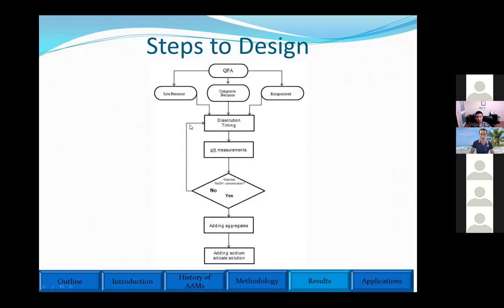After all of these studies, we generate a schematic flow chart for our mixing design and mixing procedure. So we have to know the type of waste material that we have, and then the dissolution timing. We also use a pH meter to make sure that the concentration of sodium hydroxide is enough and optimized. And if we need to increase or decrease it, then we can add the aggregate. And then, as I mentioned, as a last step, we can introduce the sodium silicate solution.